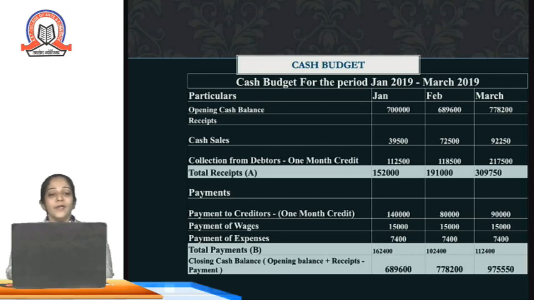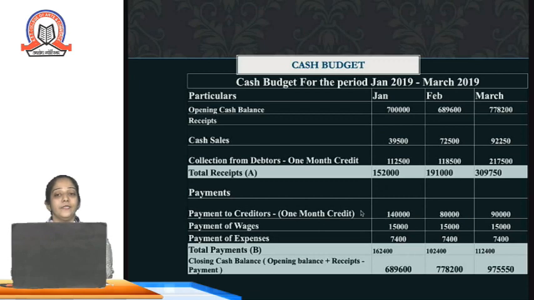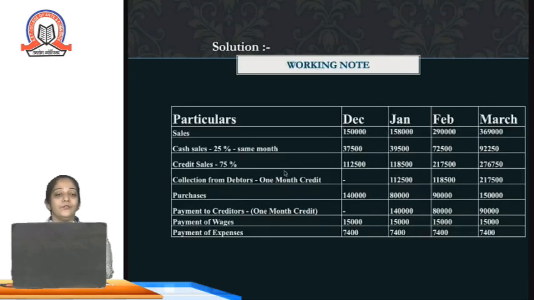Now from the working note, we are supposed to just take the values for January, February and March here. Number 1, we have cash sales. For January, we have the cash sales of 39,500. For February, we have 72,500, and for March, 92,250. So accordingly, I have written the values of cash sales here. Then number 2, we have collection from debtors. The same values which I have calculated in the working note, I have to record for January, February and March.